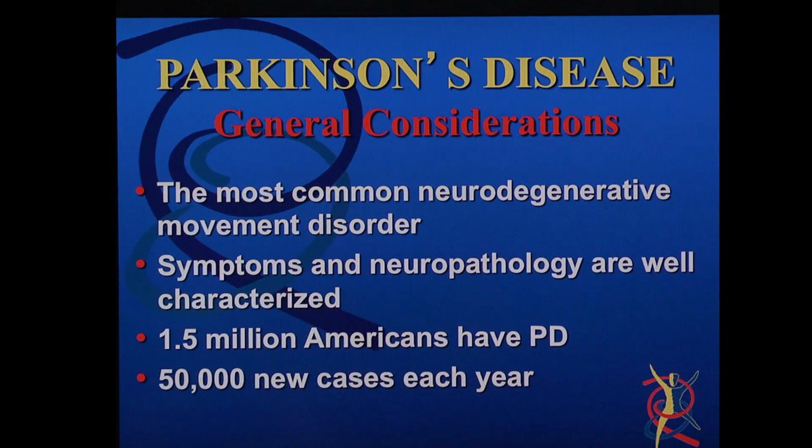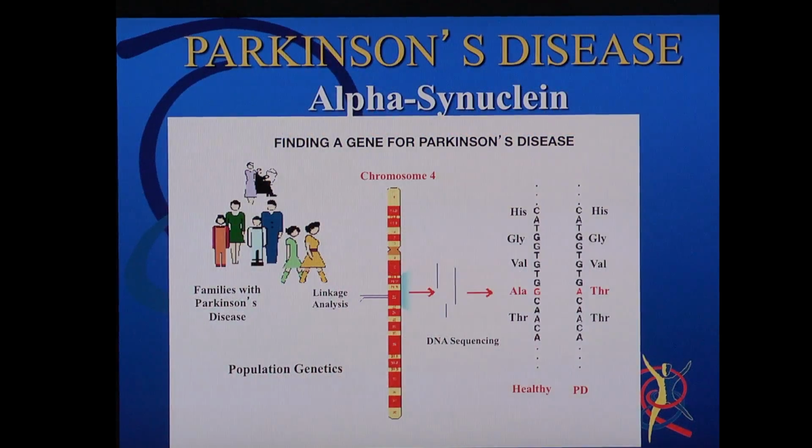So let me now talk about Parkinson's. It is another devastating disease, associated with involuntary trembling and movement disorders. It's the most common movement disorder. 1.5 million Americans have the disease, and there are 50,000 new cases every year. Okay, so this is another problem for the U.S. economy.